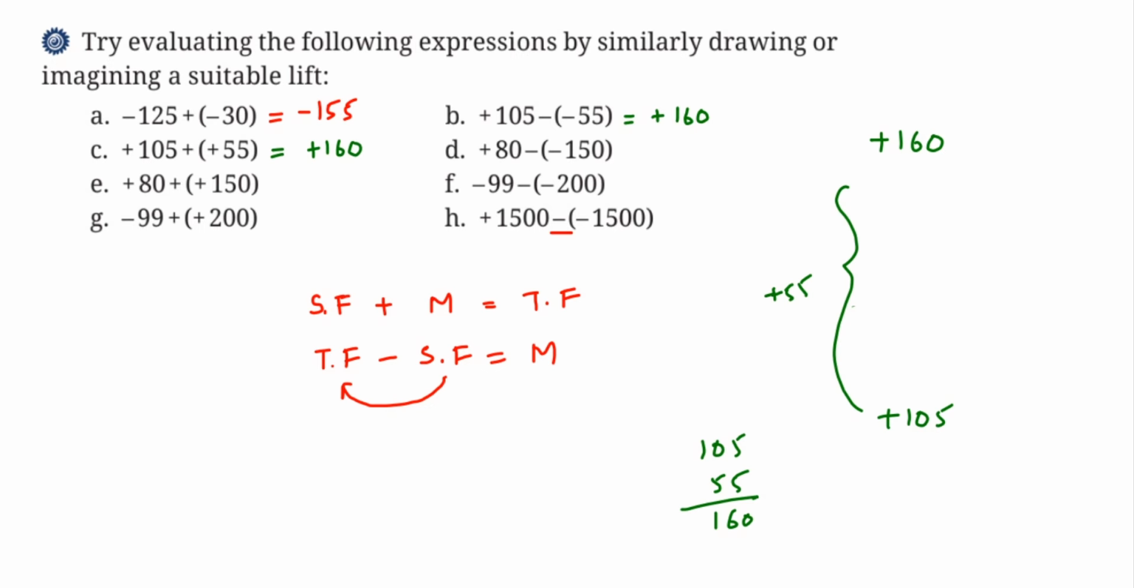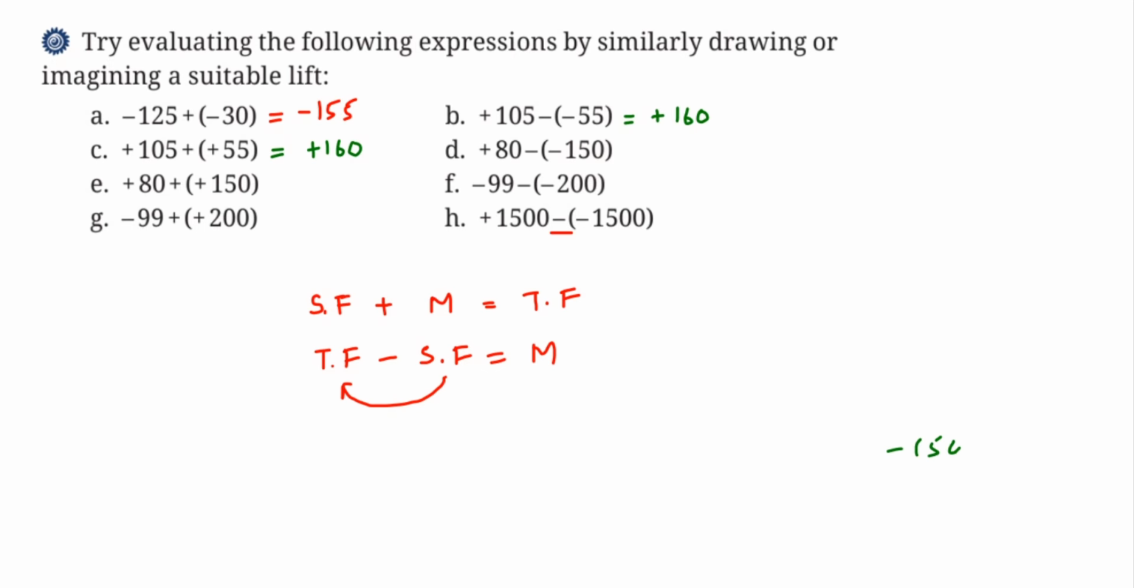Next question. If you see here, between these two integers we have a minus sign. This means this is your starting point. You are starting from minus 150. This is your starting floor. So you are at minus 150 and you have to reach plus 80, which is above here. So you have to go up.